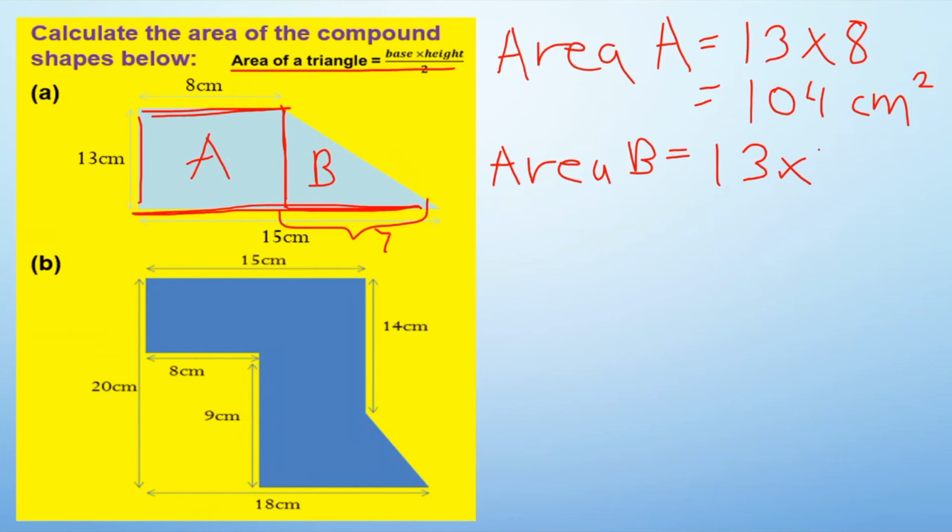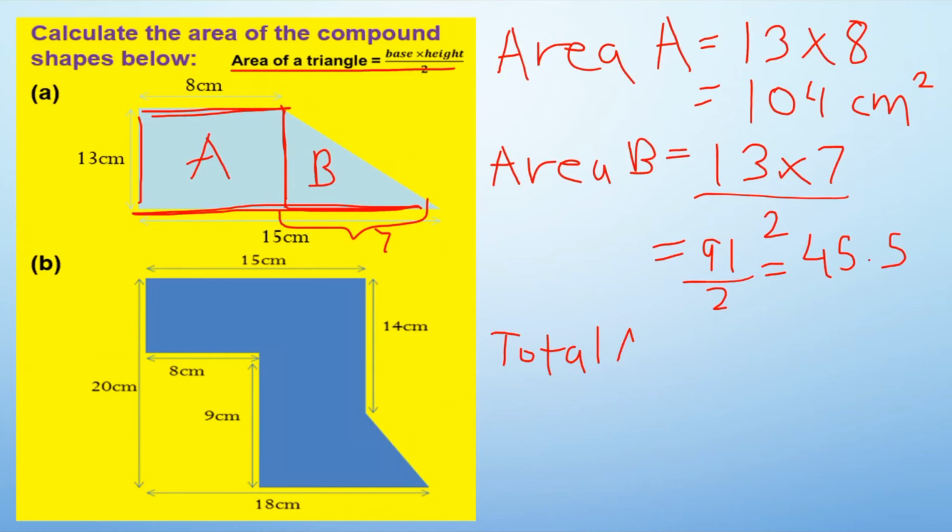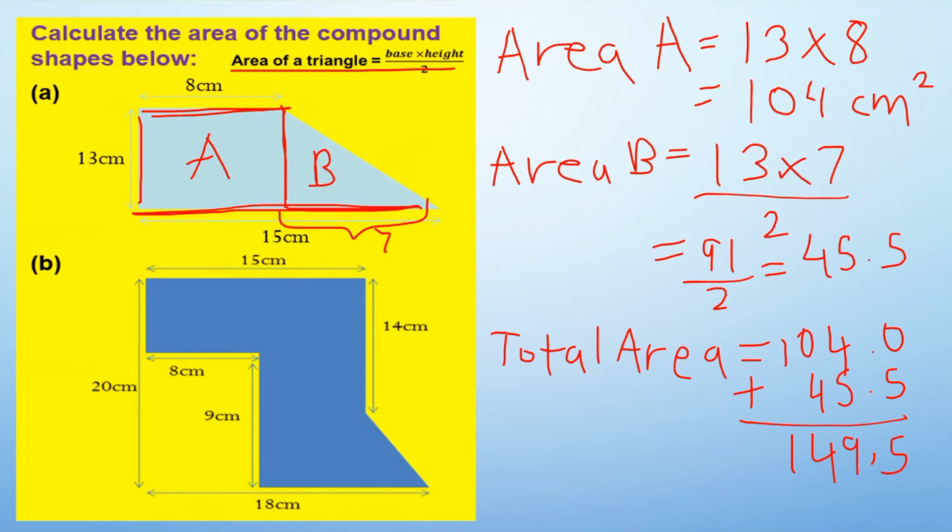13 into 7 divided by 2, which is equal to 91 divided by 2, which is equal to 45.5 centimeters squared. Total area is equal to area A plus area B. 104 plus 45.5. That means our answer will be 149.5 centimeters squared. There you go.